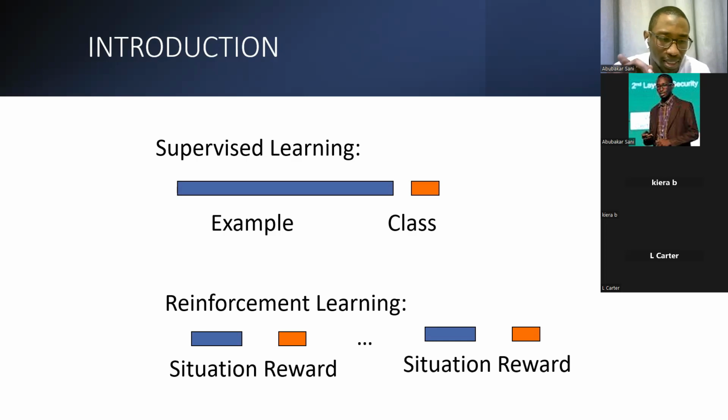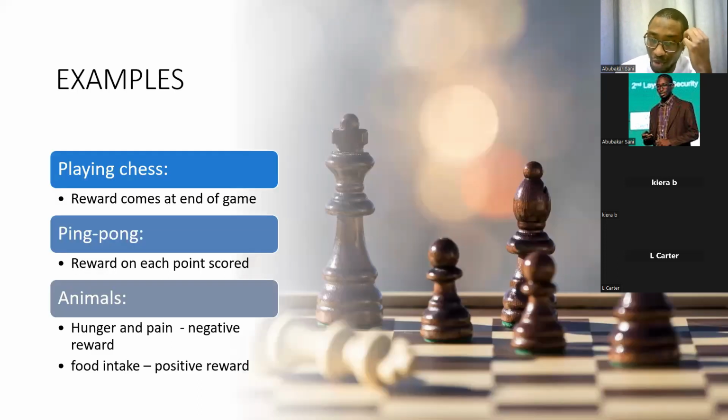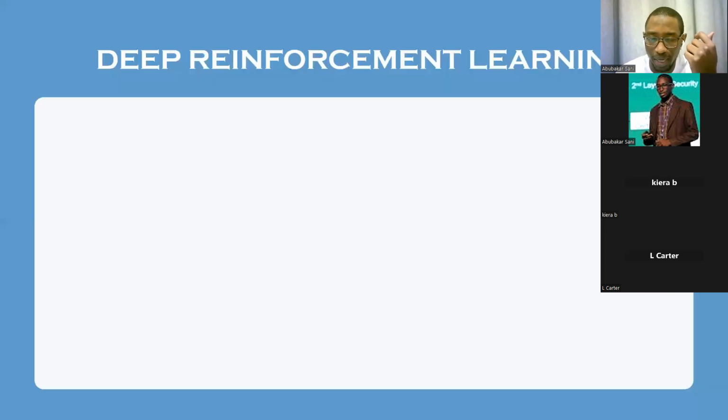But if the agent makes a decision in the financial market and blows up the account, all money lost, this is a penalty. It loses the money and is not happy. This is how reinforcement learning works, and it has been used in different types of games, for example chess, ping pong, and also animals.